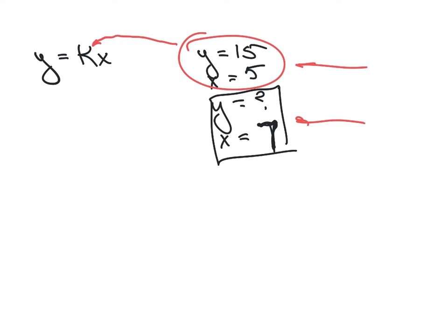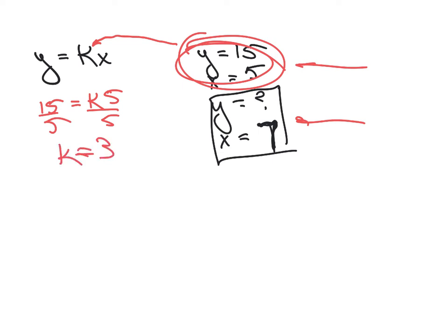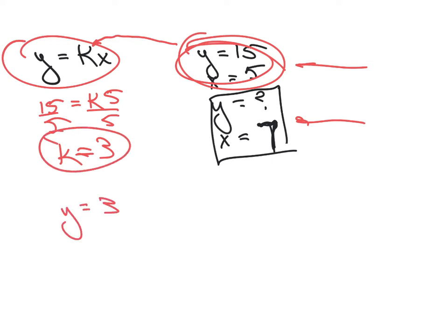So let's go ahead and do that. I'm given this bit of information. Y is 15, we are looking for k, x is 5. Divide both sides by 5, and we get k equals 3. So let's look at this problem again. Y equals kx, but now we know what k is. They also told us what x is. They said, what is y when x is 7? So we're going to erase the x and put in a 7. So when x is 7, y is 21.